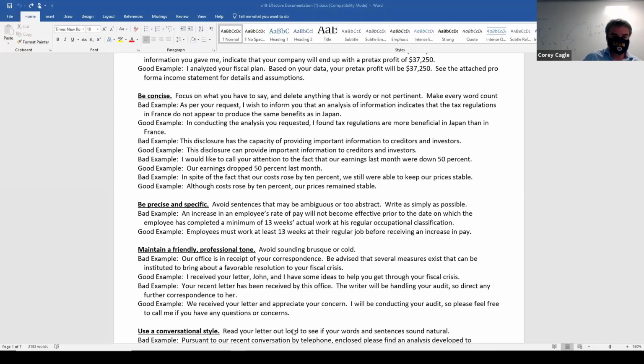Better example: employees must work at least 13 weeks at their regular job before receiving an increase in pay. Perfect. That's precise, it's specific, it's concise. Nobody's going to misunderstand that and come back and say, well, you said this and that. And I'm like, no, that's not what I said. Well, what does that mean? I don't know what that means. I should have written it better.